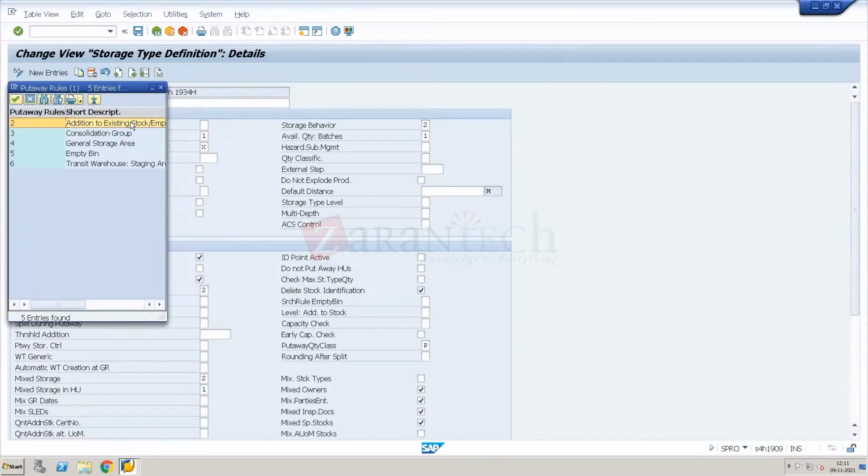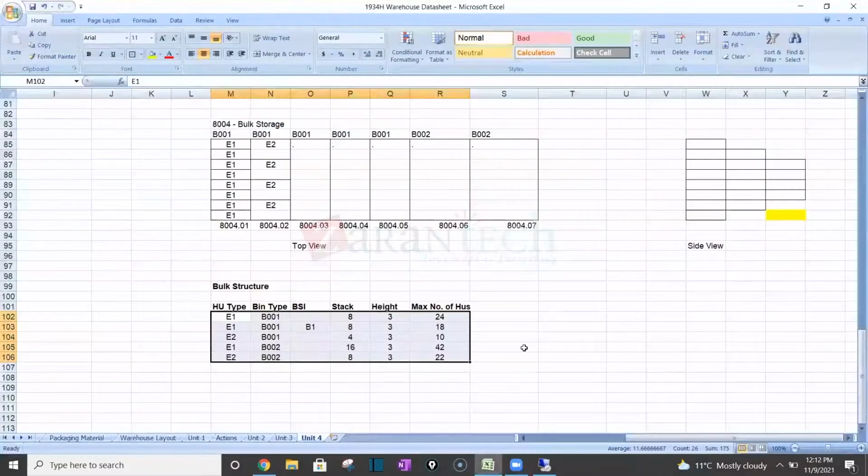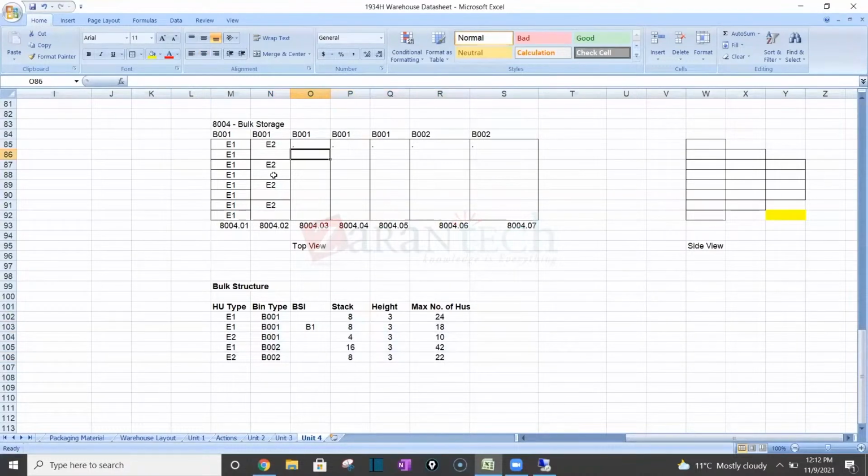And if there is no stock of that HU, then you will go for another bin. If there is no stock for that product, you'll go for another bin. So for example, if there's space here, you will try to add pallets to the same bin, so that you can make full use of your bulk.